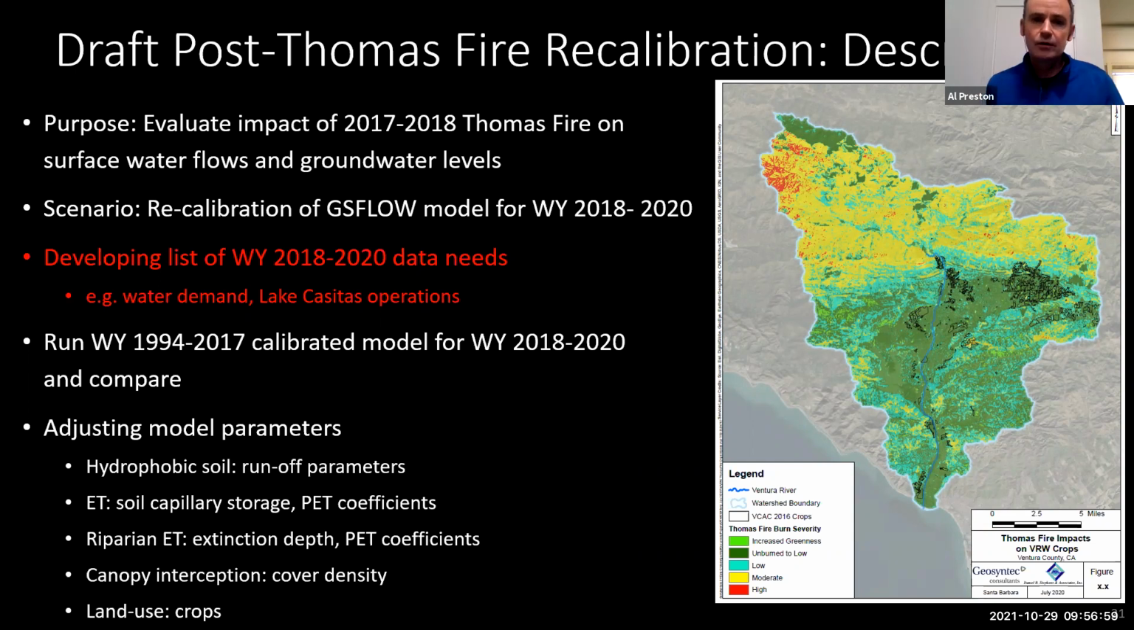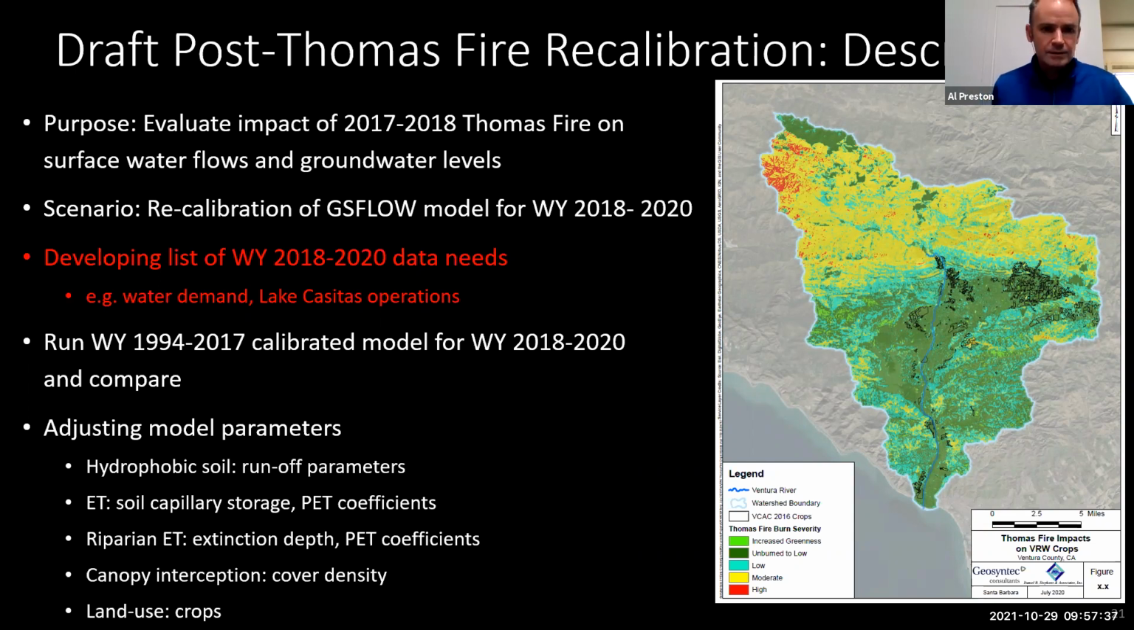And then the goal would be to go back and adjust the model parameters, and there's a list of things that we'll adjust on the lower left of the screen to better match the model prediction with the measured data. So we'll end up getting two scenarios out of this. One would be a scenario to reflect the burn conditions, and another one would be the scenario to reflect what the conditions could have been if the Thomas Fire had not occurred. And by comparing those two scenarios, you can really understand the differences in, for example, groundwater recharge as a result of the fire.